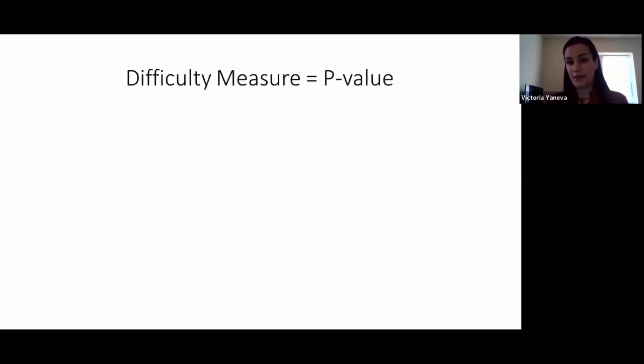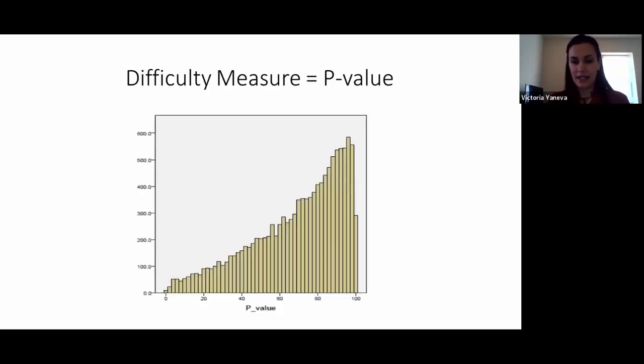So what is our difficulty measure for the items? We refer to it as P-value, which is the proportion of correct answers. Please make sure that you do not confuse this P-value with the P-value that signifies statistical significance. These are completely different things. Here, if we have an item that was answered correctly by, say, 32% of all the examinees who answered that item, then the P-value for that item would be 32. And here is the distribution of P-values in our sample.